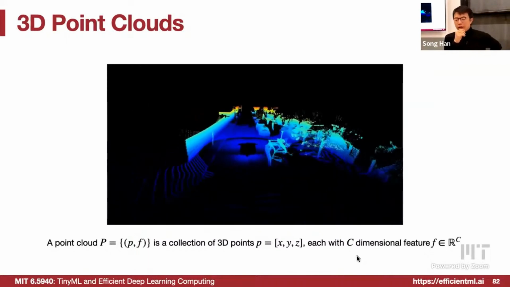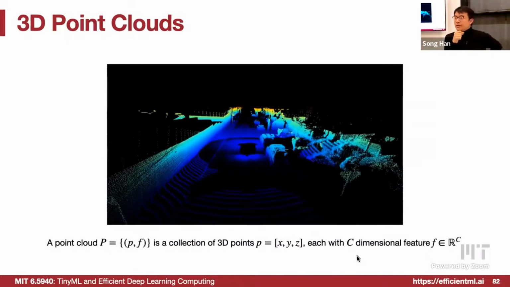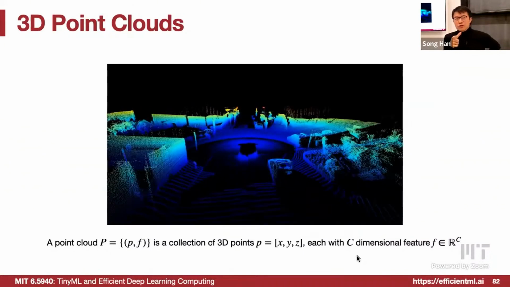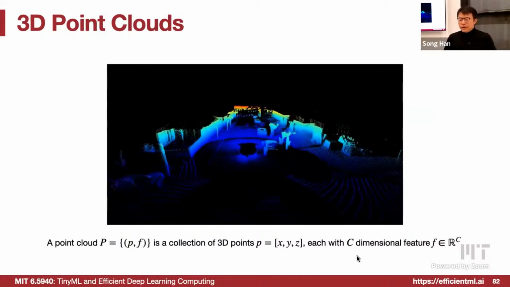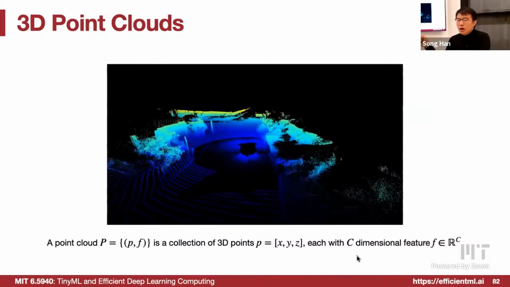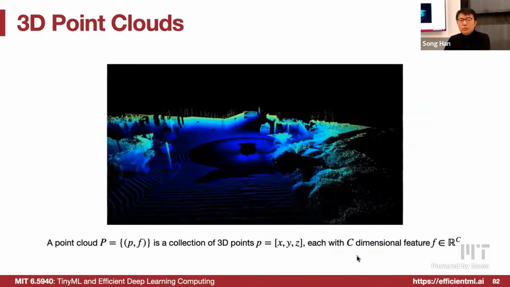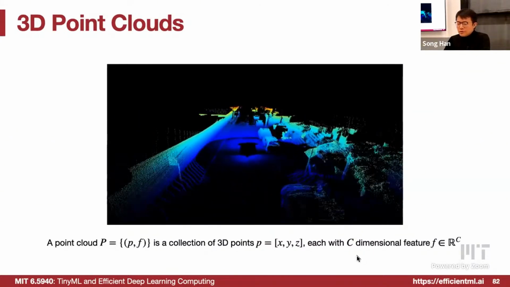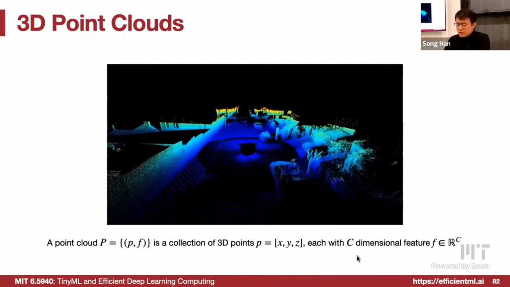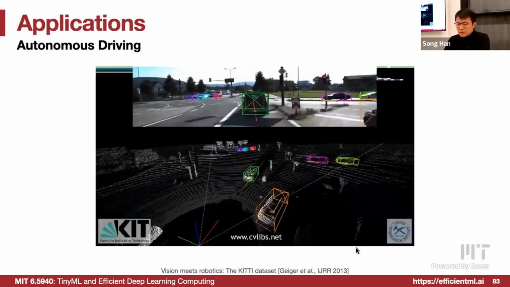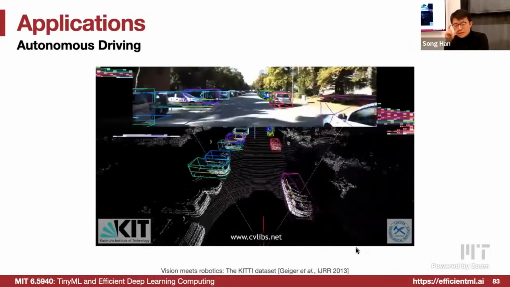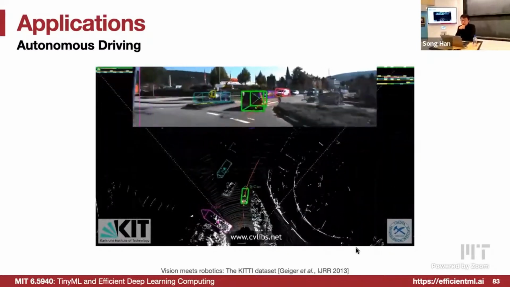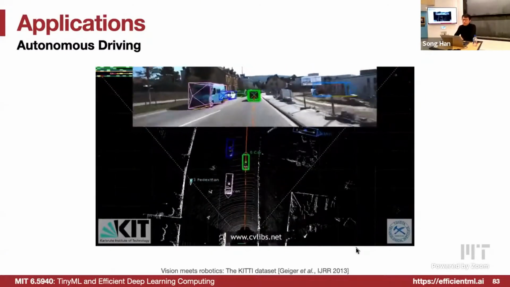A point cloud is a collection of points, X, Y, Z, together with C dimensions as the intensity. Okay, so it's actually very sparse. If there is no object right here, there's actually no point. So in the 3D space, this is super sparse compared with 2D images, which have dense pixels. This has very sparse points. It has many applications, such as in autonomous driving. It can measure the distance and serve as another modality for the input.